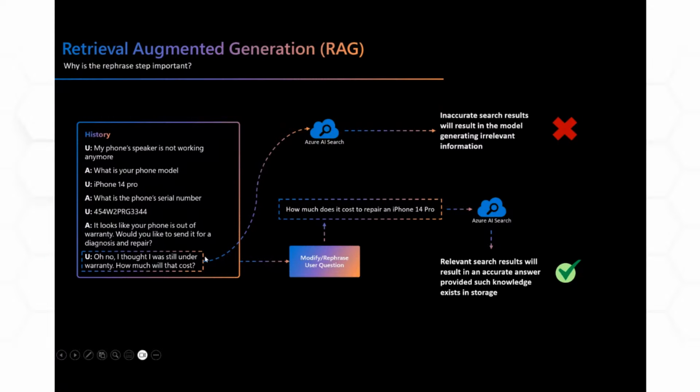If you send that directly to Azure AI Search, you're sending this sentence as is to search. What you'll get is some results, but they will be inaccurate, and that could result in the model generating irrelevant information.